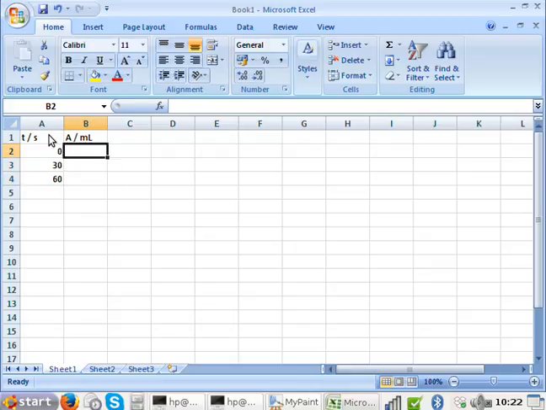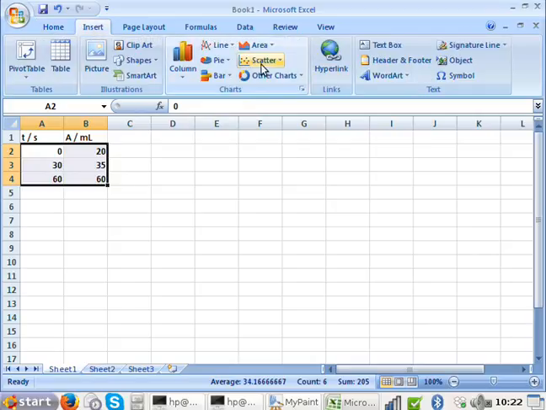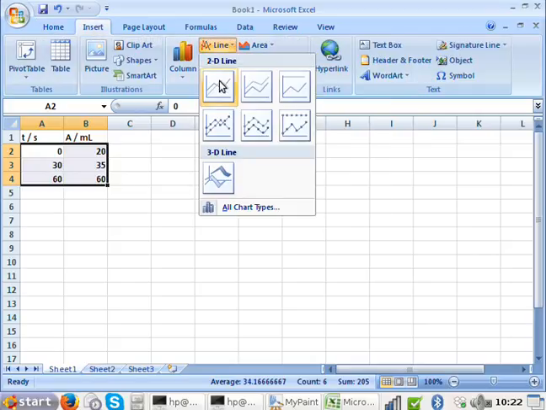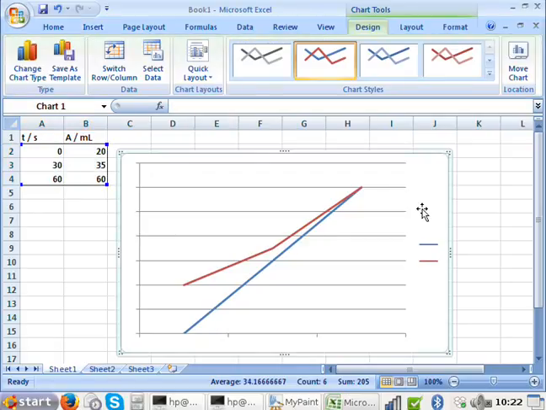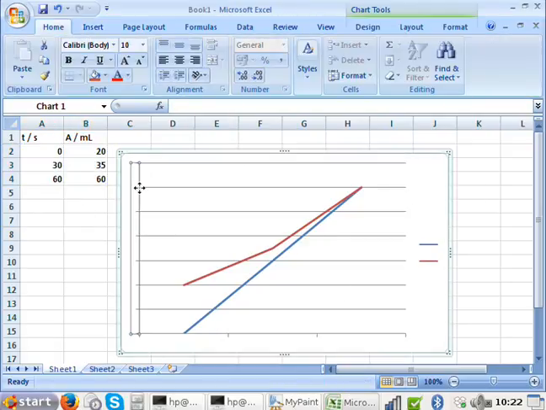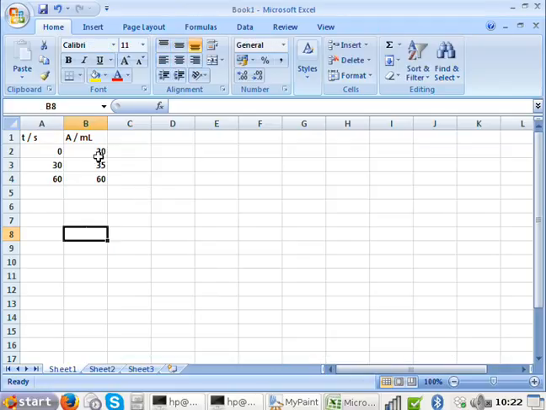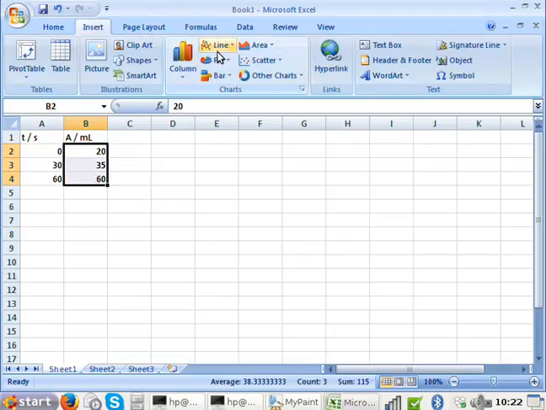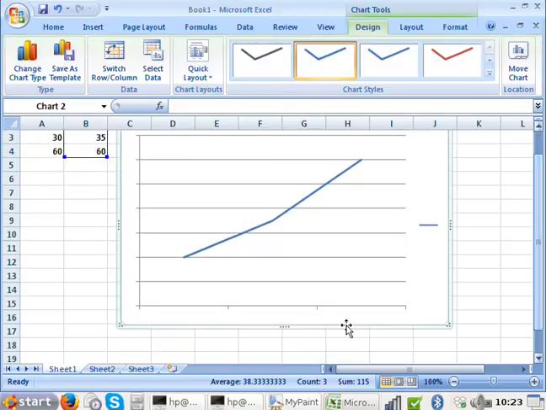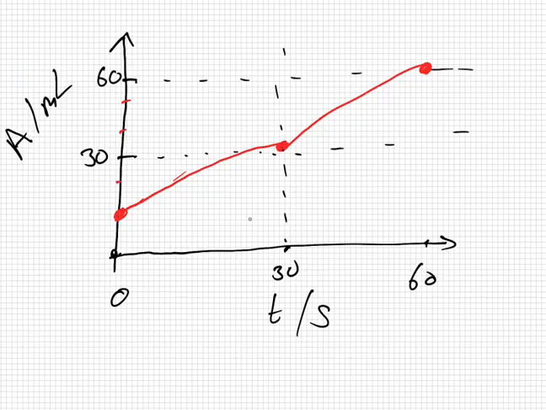What was it, 30? 20, 35, 60. You see, it's not even working now. Don't have any names on it. Alright, you'll just have to make do with my beautiful hand-drawn one. Yes. I'll do another one now.